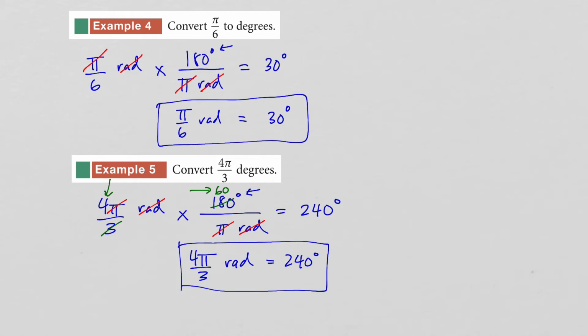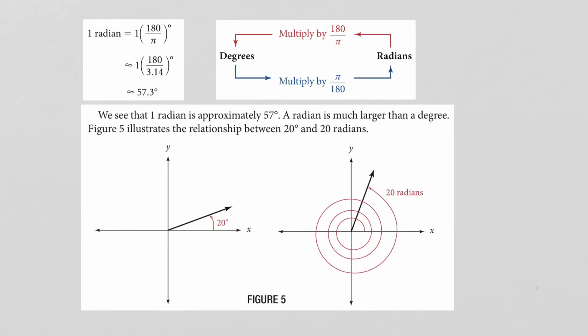And one final comment here. We're going to begin to drop the radians on these. So we'll end up saying in the end here that pi over 6 is equal to 30 degrees, and 4 pi over 3 is equal to 240 degrees. So just to summarize what we're talking about here, if you have an angle in degrees and you want to convert it into radians, you're going to multiply by pi over 180. And if you have an angle in radians and you want to convert it to degrees, you are going to multiply by 180 over pi.